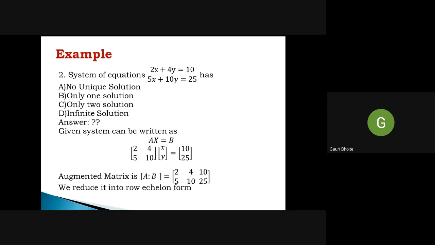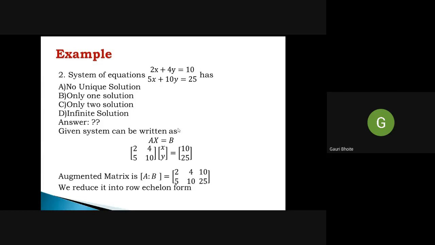So how do we find out which type of solution the system has? We first use its augmented matrix and then calculate the rank of A as well as the rank of AB. So I rewrite the given system in matrix form. The first row is the coefficients in the first equation, so 2 and 4. The second row is the coefficients of the variables in the second equation, so 5, 10. The variables are x, y, so the X matrix is x, y. And the B matrix is the RHS matrix, 10 and 25.